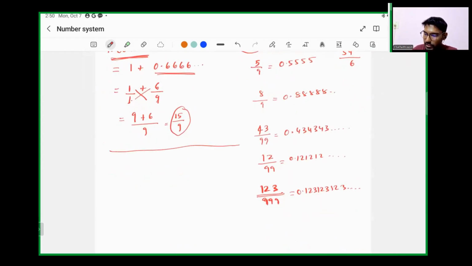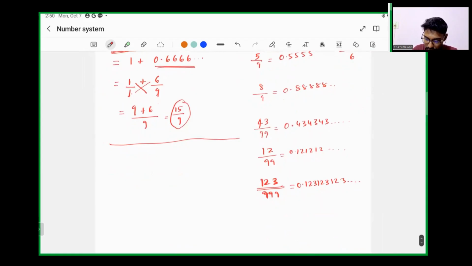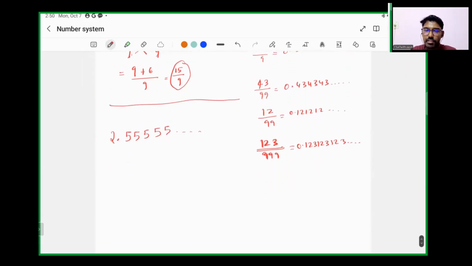So now I'll give you another example. Just try to solve it. 2.555 like this. Just try to answer this. What will be the fractional form associated with 2.55555 like that?